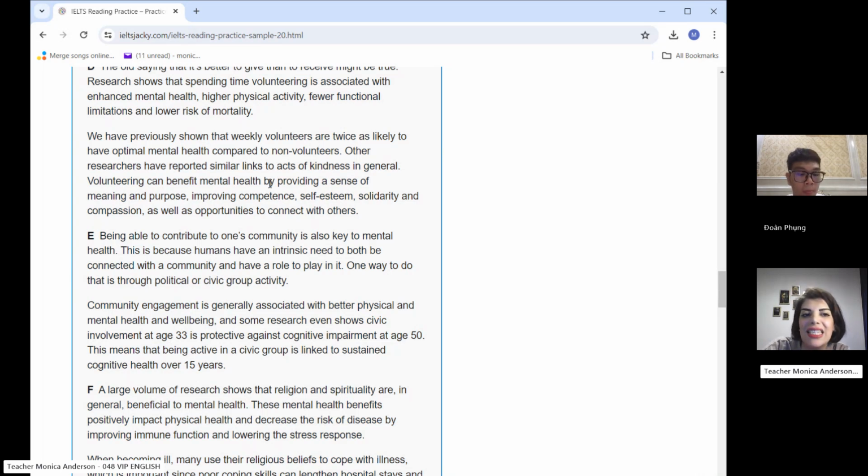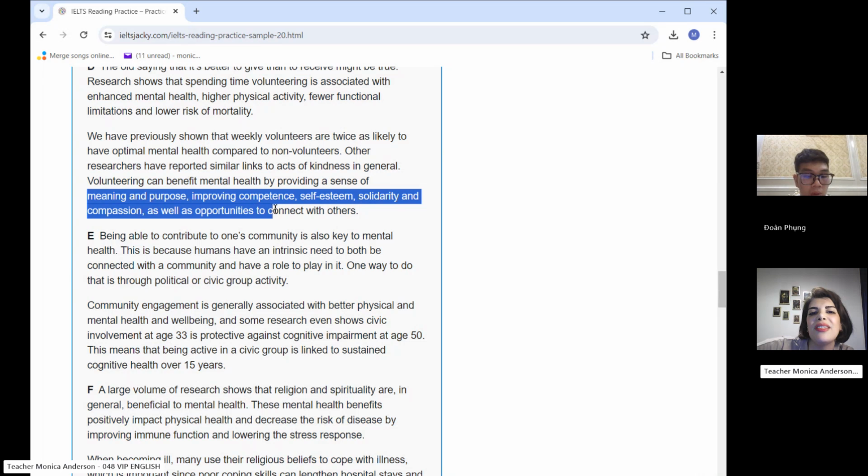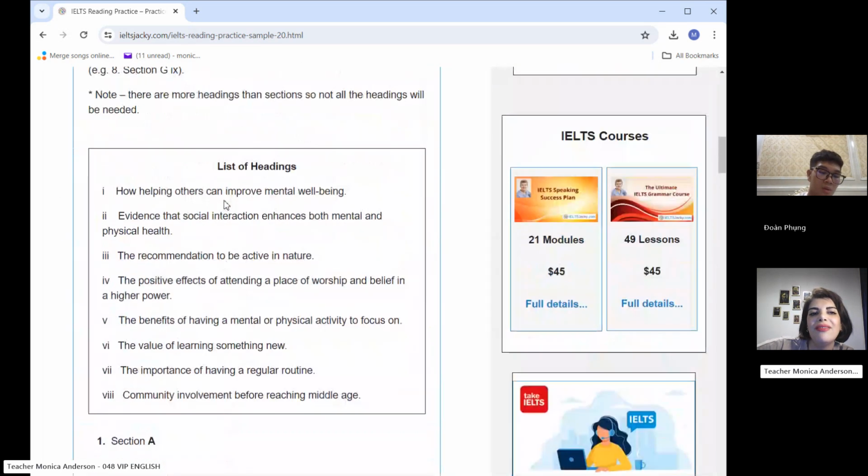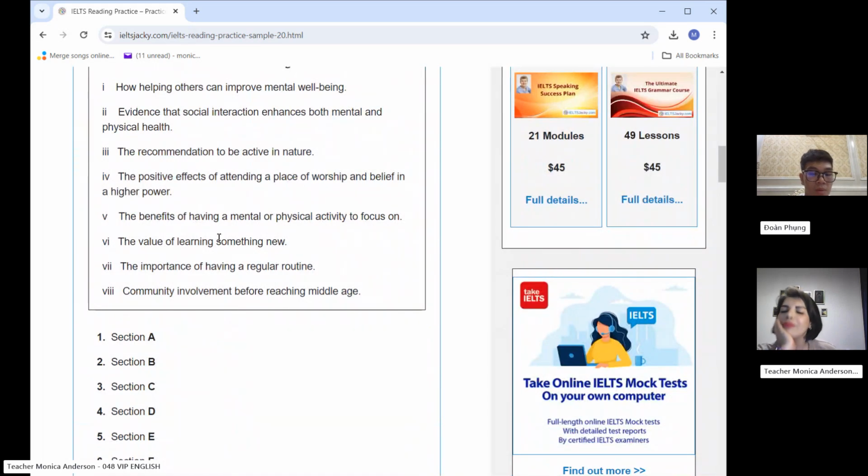So kindness. So connect with others, as you can see, and benefits mental health by providing a sense of meaning and purpose. So here, let's see what we have. Which one can it be? I think community involvement before reaching middle age. No. It's not related to middle age. Nothing related to middle age. I told you, just try to find the keywords.